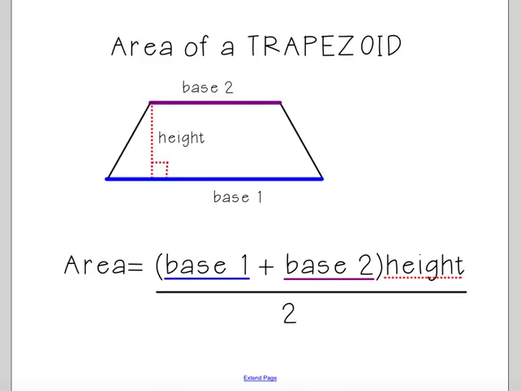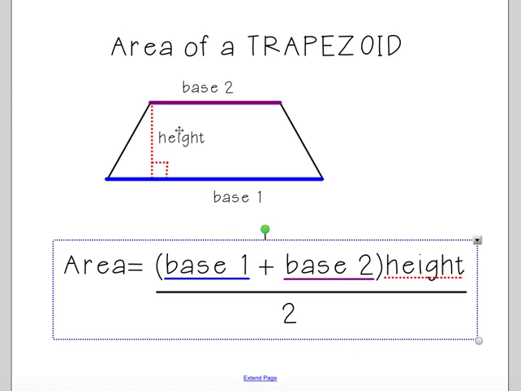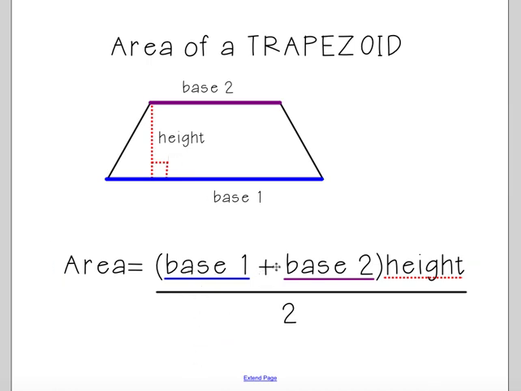And finally, we have our area of a trapezoid, and this one is base 1, which is one of the bases. It doesn't really matter which one, but our base 1 plus our base 2, adding our base 2 and then multiplying by height and then dividing that whole thing by 2. So again, base 1 plus base 2, add that together first, multiply that answer by the height, and then divide the whole thing by 2.